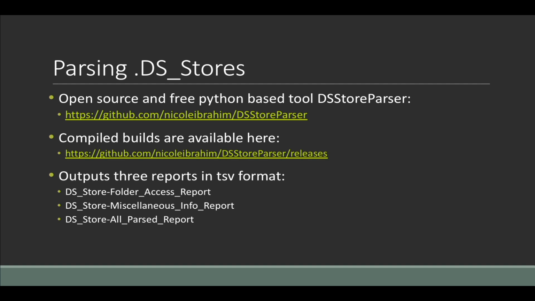And what it does is it outputs 3 reports when you parse. One is the folder access report that I was talking about. That one is where you would go to look at records for folders that were accessed by the user. The miscellaneous info report, the records in there do not necessarily mean that a user had opened the folder. So that's something that you need to keep in mind. Right now, no other tool is really segregating the record types or giving really good context to what the data actually means in a DSStore.